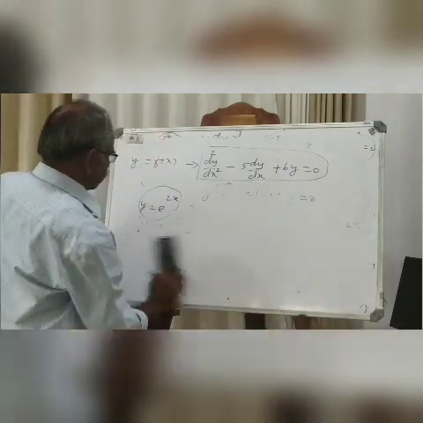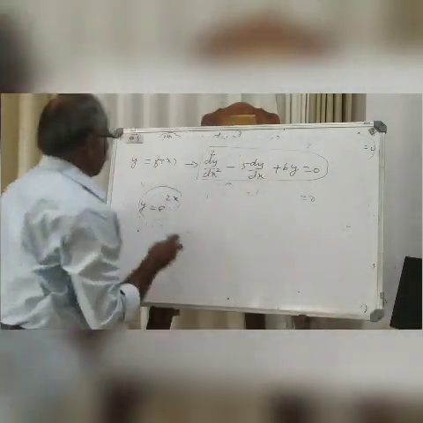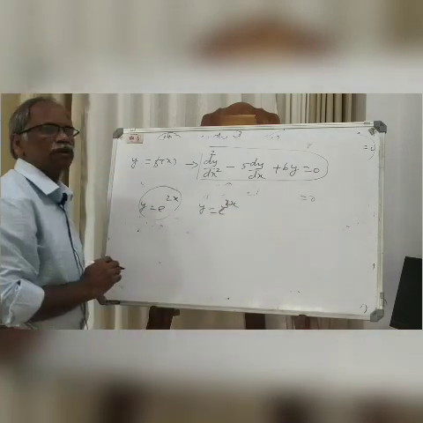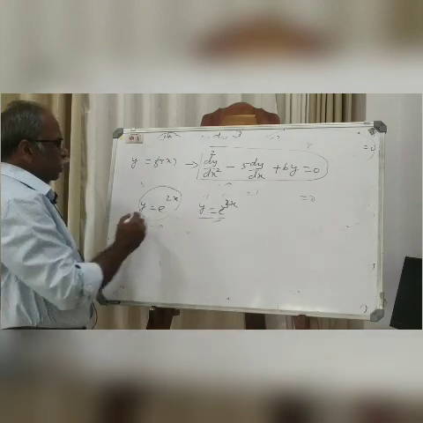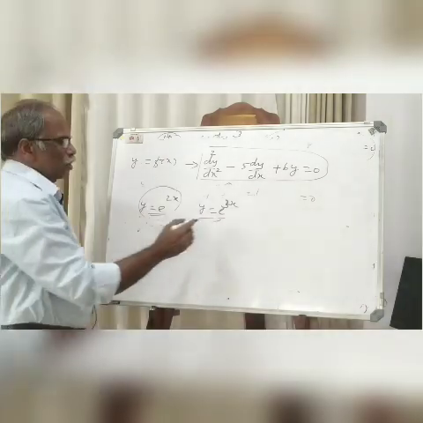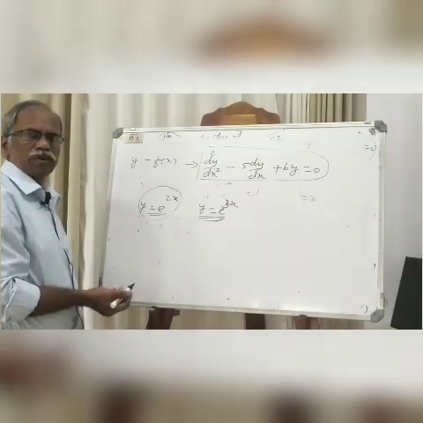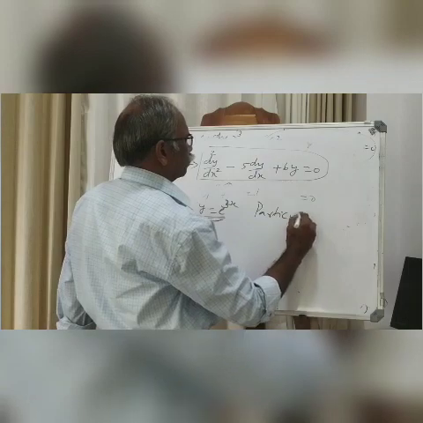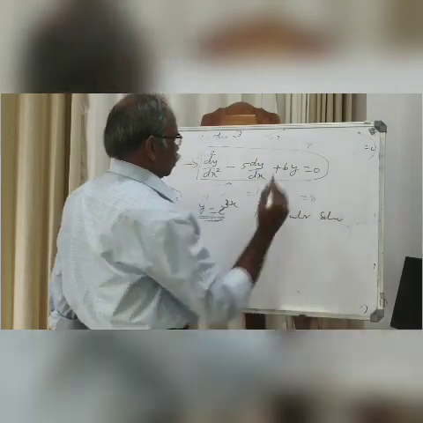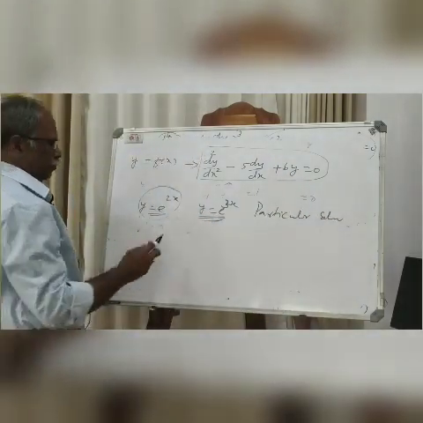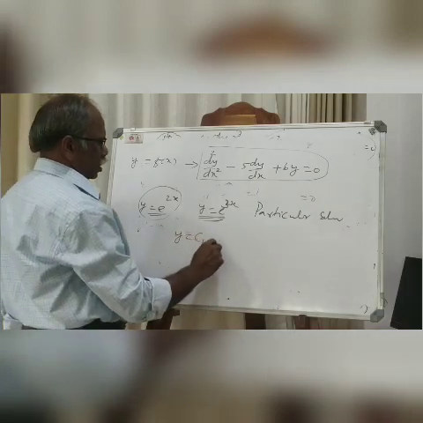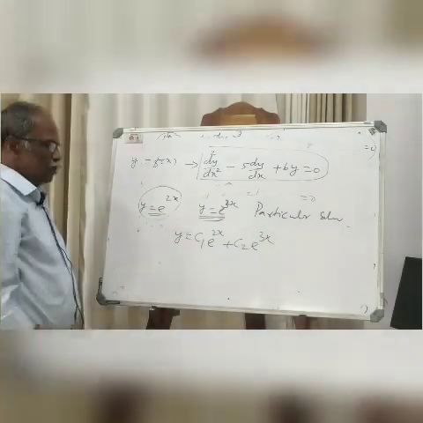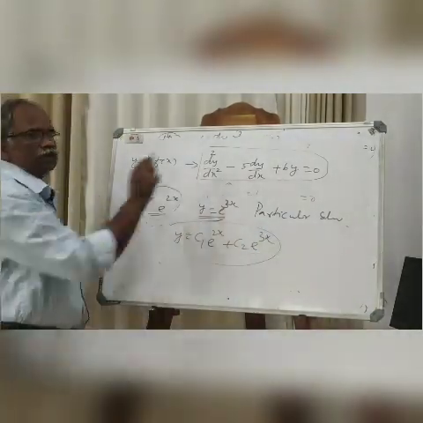Here one more solution is there. y is equal to e raised to 3x is also a solution. So, y is equal to e raised to 2x is a solution. y is equal to e raised to 3x is another solution. These two solutions are known as particular solutions. If we combine them together, y is equal to c1 e raised to 2x plus c2 e raised to 3x. If we check, this is also a solution of this differential equation.